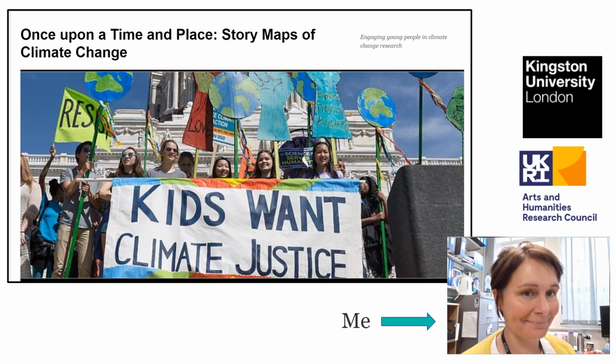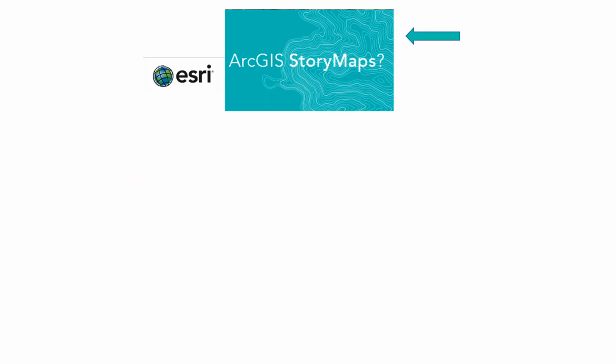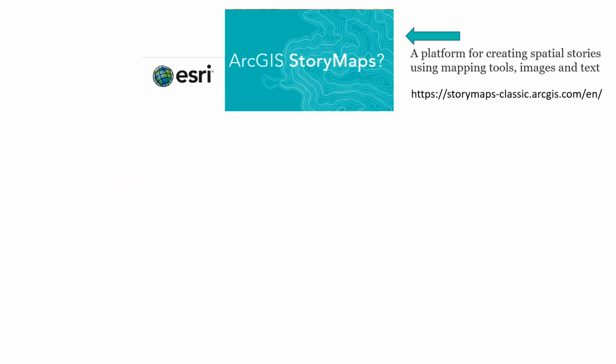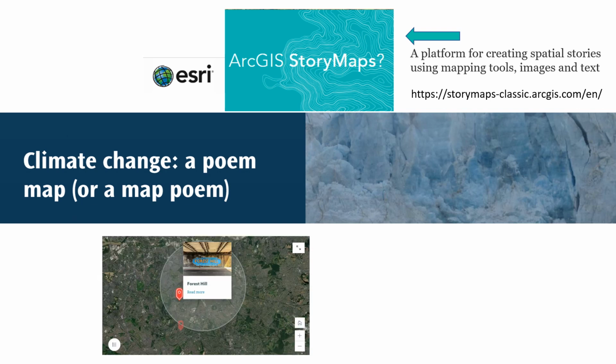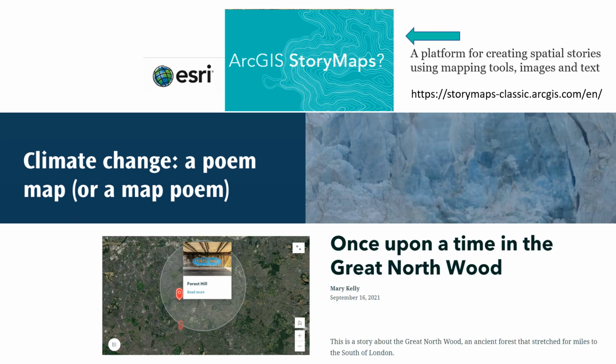We are inviting young people aged between 14 and 18 to work with us to develop some online story maps about climate change. Essentially, story maps are an online platform for creating spatial stories using images, texts, and maps. These are some examples of the ones that we have produced already.